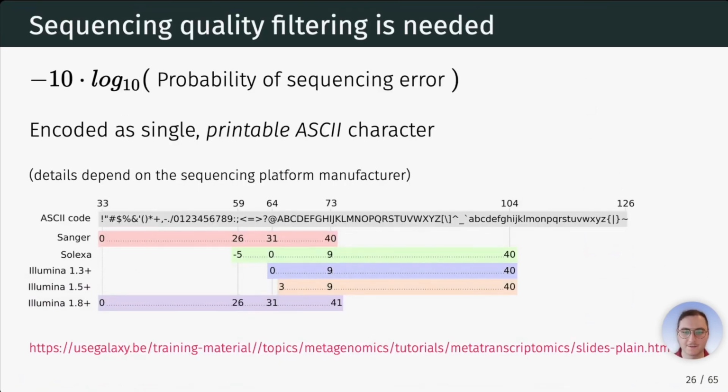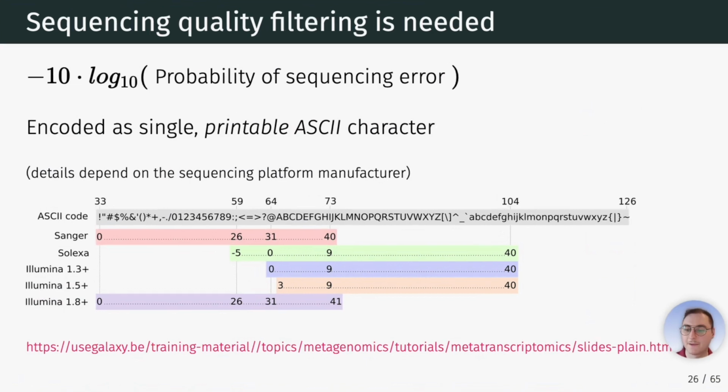So there was this fourth line in the FASTQ file with these cryptic characters. They encode the probability that a sequencing error occurred. So the sequencing machines themselves check the signals while sequencing to see how reliably the nucleotide was determined.